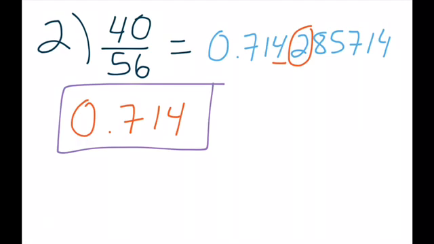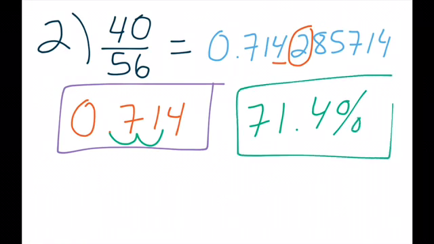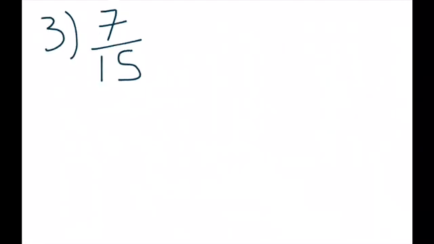Then to convert my decimal to a percent, I'm going to move my decimal 2 places to the right. So I get 71.4%. Okay, number 3. We have 7 divided by 15. And we put that in our calculator and we get 0.4.